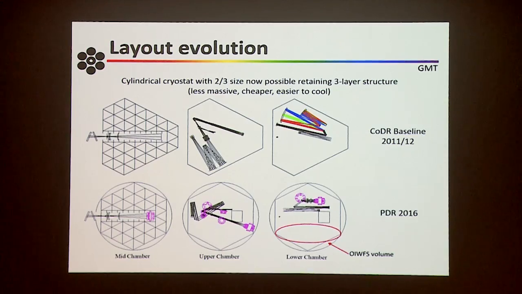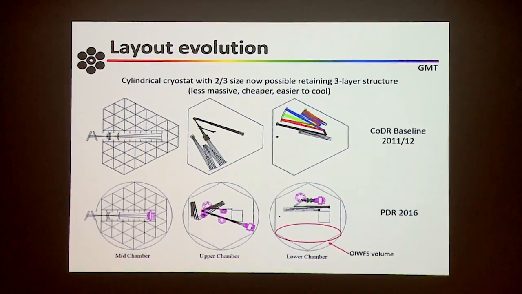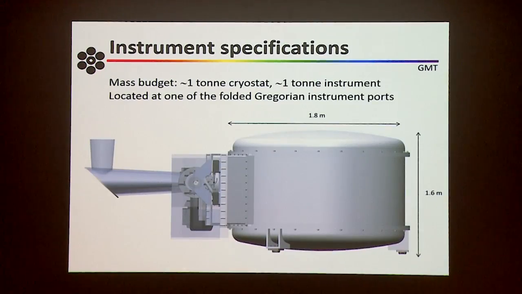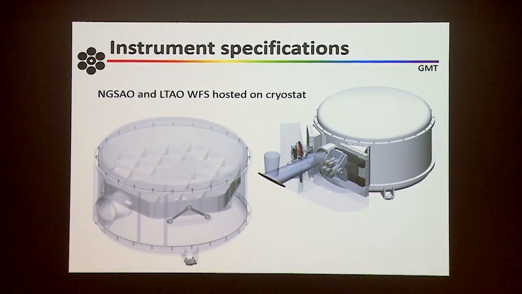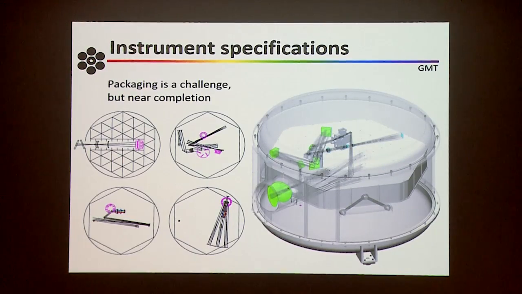So that's what we're now actually looking at. And we actually have reserved some volume in there, although it's not shown, for the on-instrument wavefront sensor. Here's that cylindrical cryostat. The mass budget's about 1 tonne for the cryostat, 1 tonne for the instrument, and it'll be located, as you know, at one of the folded Gregorian instrument rotator ports. Both the natural guide star adaptive optics and the laser tomography adaptive optics wavefront sensors will be hosted in the cryostat. The packaging of this is a challenge, fitting everything in, but we believe we've essentially solved the problems for that.